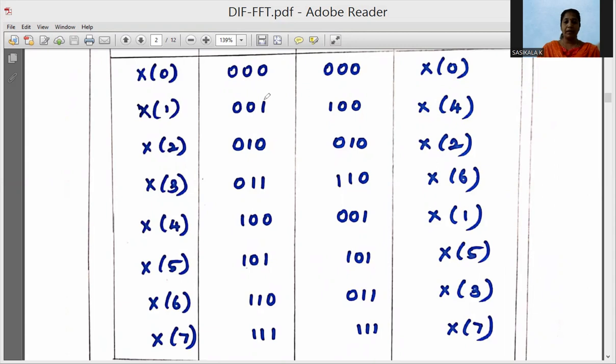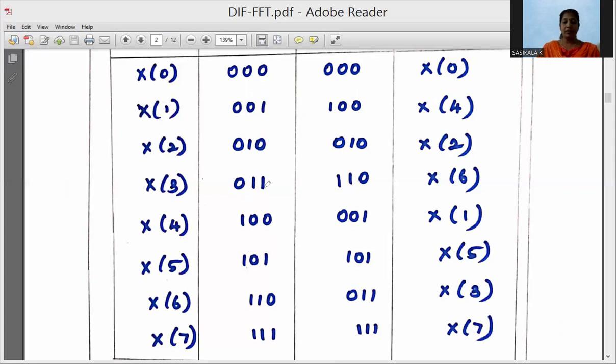So when you keep a mirror, it goes to the MSB. The least significant bit becomes the most significant bit, the center bit remains the same, and the most significant bit becomes the least significant bit. So 0, 0, 1 is represented as 1, 0, 0, and for 0, 1, 0 the bit reversal value is 0, 1, 0, and 0, 1, 1.